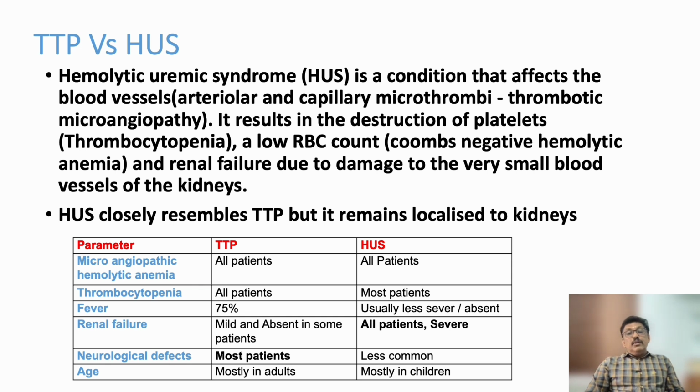Whereas HUS, hemolytic uremic syndrome, it is a uremic syndrome. So renal failure is almost always associated with HUS, but very rarely seen in TTP. Whereas neurological deficits like loss of consciousness, low GCS, seizures, focal neurological deficits, all are features of TTP, but in HUS it is very rare. Age: TTP is very common in adult patients or elderly individuals. HUS is mostly seen in children.